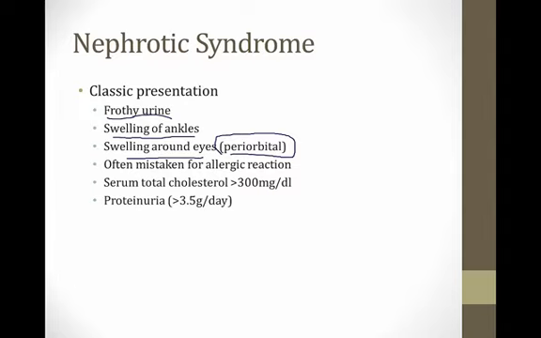So periorbital edema is a classic sign of glomerular diseases. This is often mistaken for an allergic reaction, so especially on boards questions, watch for a case where the patient thinks they're having an allergy, but it's actually nephrotic syndrome. The serum total cholesterol will be very high, usually over 300 milligrams per deciliter, and remember that's mostly LDL, not HDL, and there will be heavy proteinuria, which is more than 3.5 grams per day.